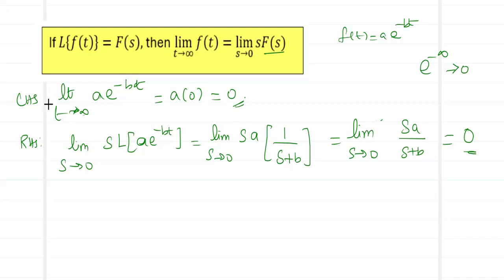Hence we see that both the left hand side and right hand side approach 0. Hence we have verified the final value theorem for the function a e power minus bt. Both the initial and final value theorems have been verified for the function f of t equals a e power minus bt. Thank you.